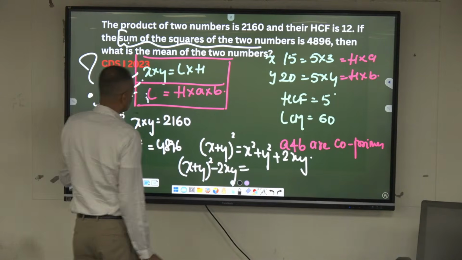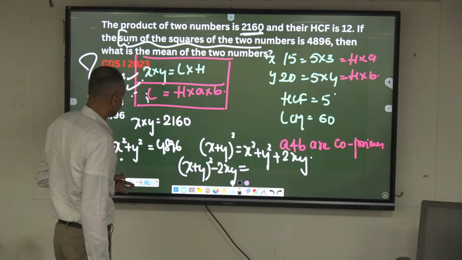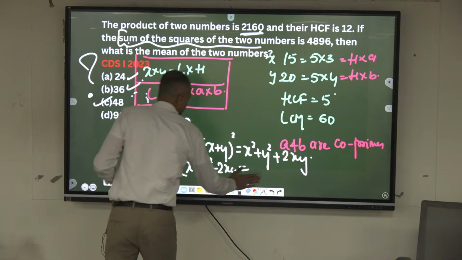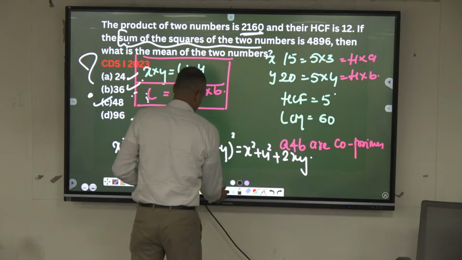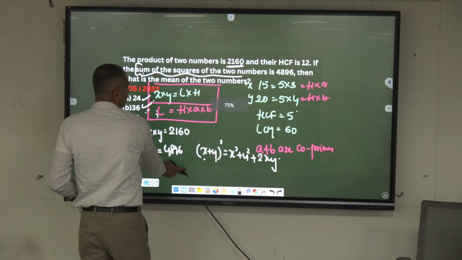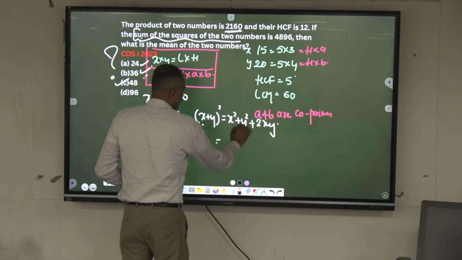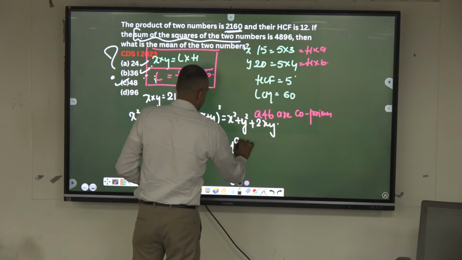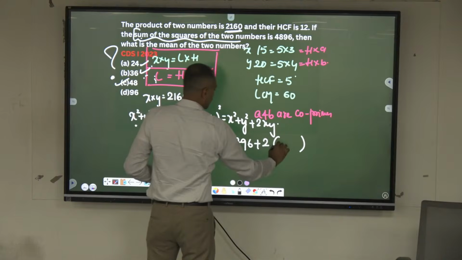Okay, the product of two numbers is what? 2160. Then? Okay, everything is given, right? Look here. We don't read this relationship only. X square plus y square value, how much is given? 4896. That's right. Plus 2 into the product of these two numbers, 2160.